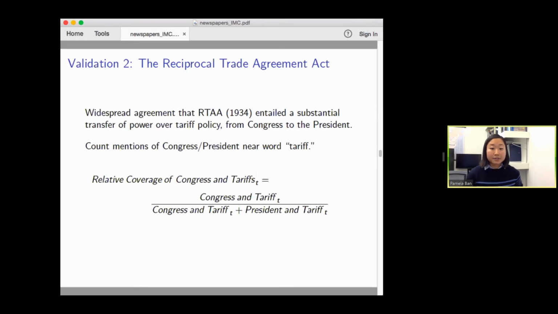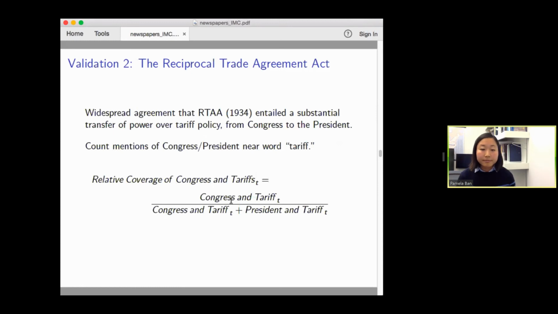Our numerator is going to count the number of mentions of Congress near the word tariff. We look for the words Congress, House, or Senate, and then we count the number of times that any of those words appears within 5 words of the word tariff. In the denominator, we take that plus the mentions of the president within 5 words of the mentions of tariff. This ratio gives us what we call the relative coverage of Congress when we're thinking about tariff-making policy.